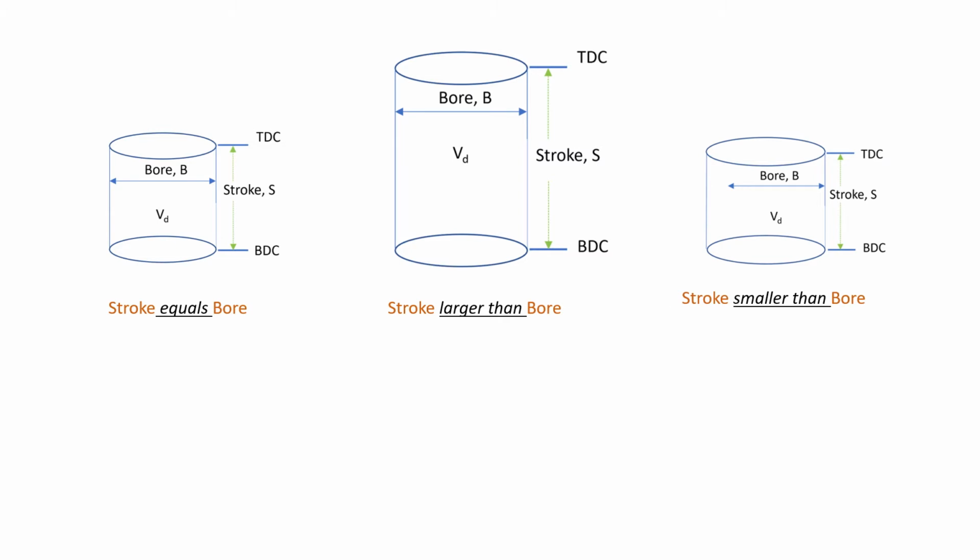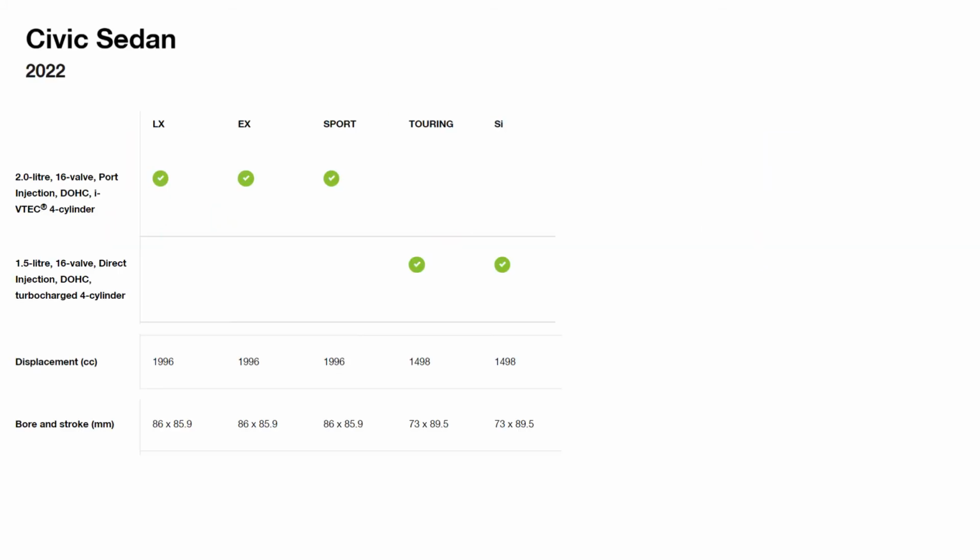Next, I wanted to show you guys a very basic calculation of the displacement volume of a car engine. Here I have taken a screenshot from Honda's website from their 2022 Honda Civic engine specification page. We have 5 different types of Civics here: the LX, the EX, Sport, and Touring, and Honda Civic Si. The LX, EX, and Sport are the same engine. And the Touring and Si are the same engine as far as the engine displacement volume is concerned.